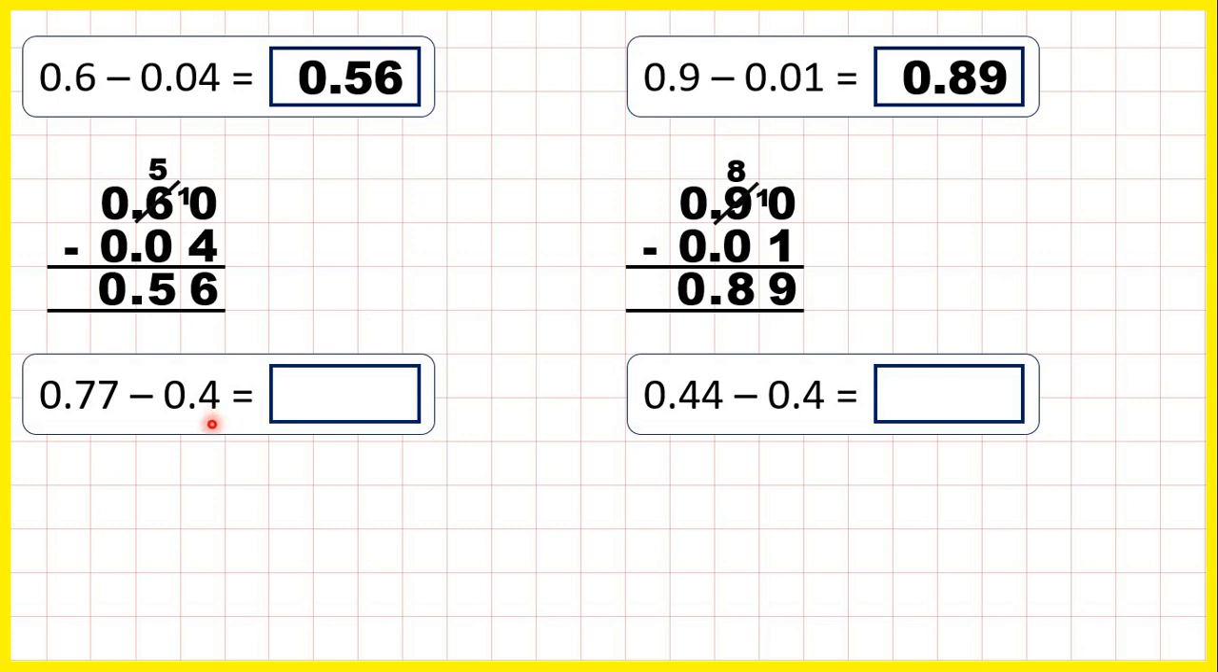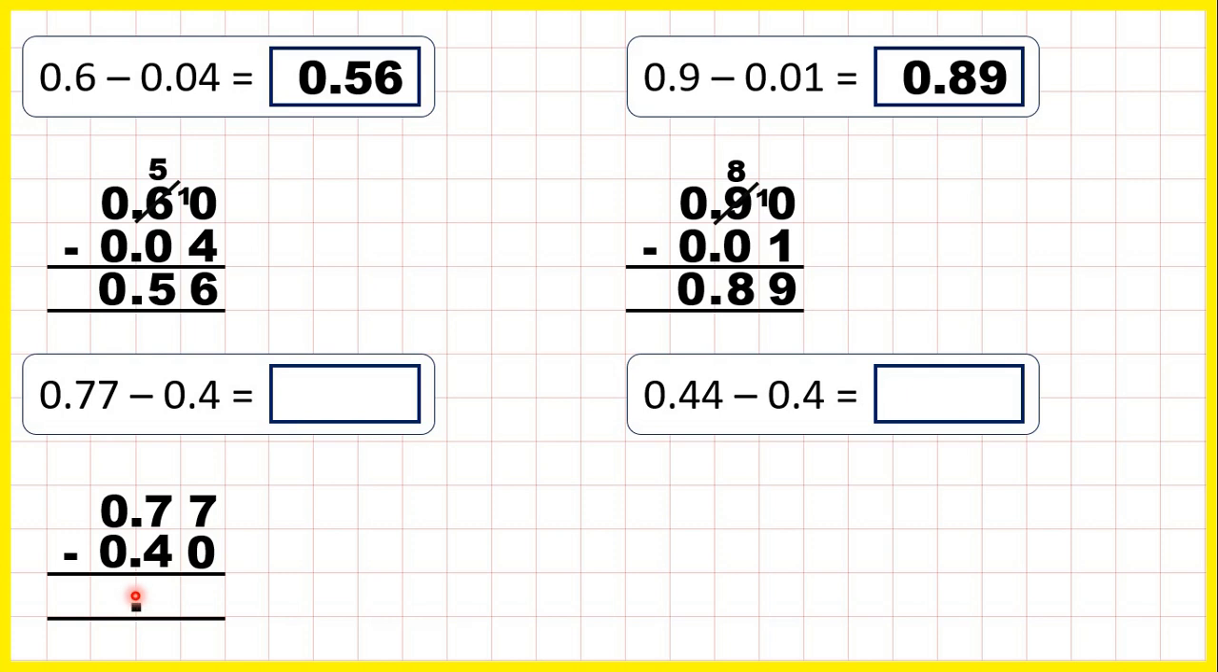Now we're subtracting tenths, so we have 0.77 minus 0.4, and again we've got the question set out with the decimal points lined up. We can write a 0 in this empty square, because 0.40 is the same as 0.4. All this 0 tells us is that we don't have any extra hundredths.